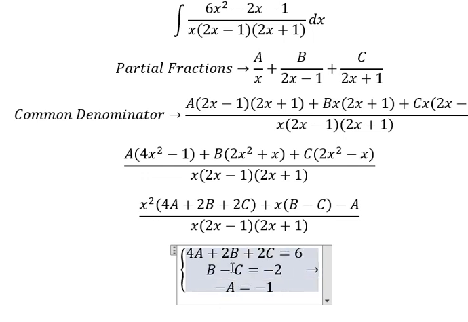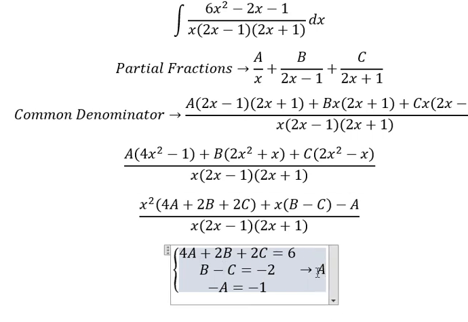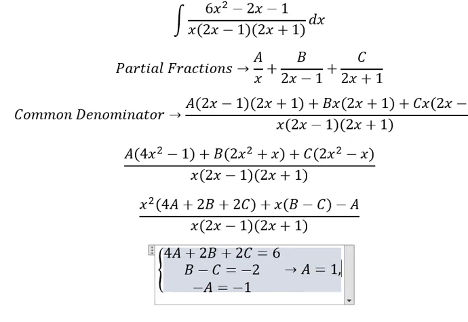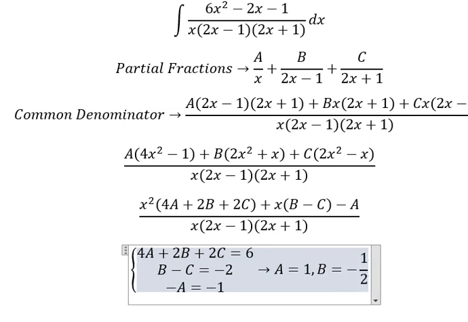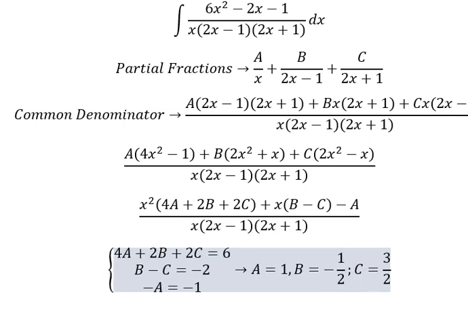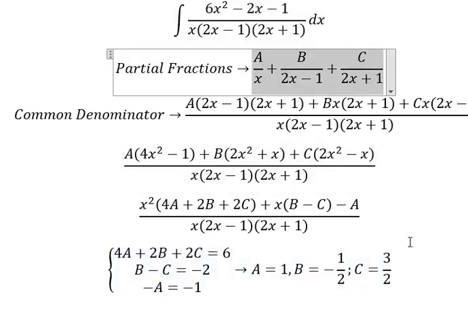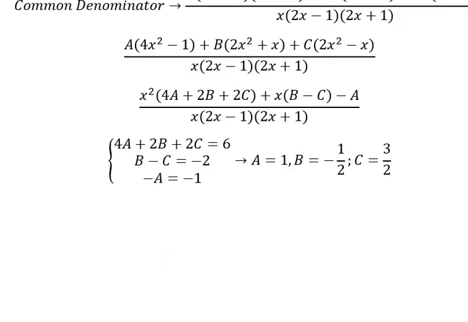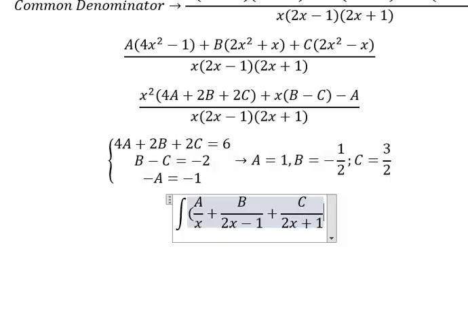So now, we can find the solutions of A, B, C. A equals 1, B equals negative 1 over 2, C equals 3 over 2. And now we put A, B, C in here, and then we have the final answer.